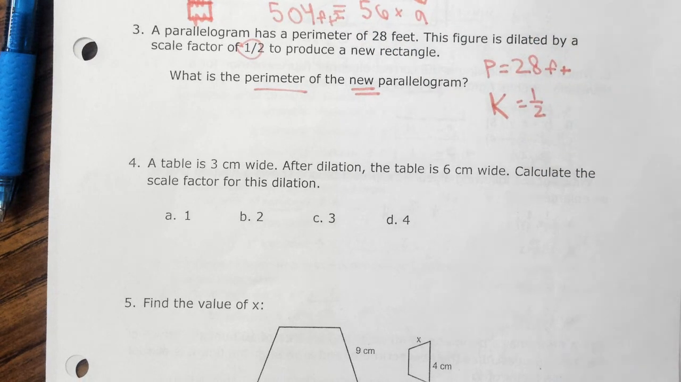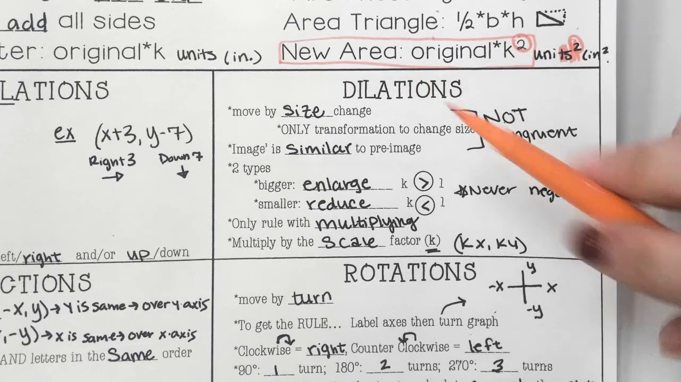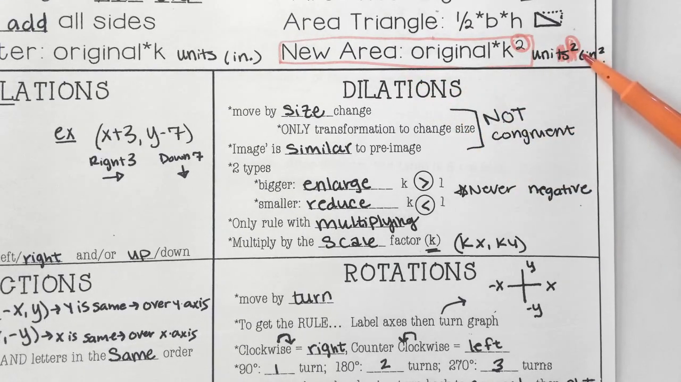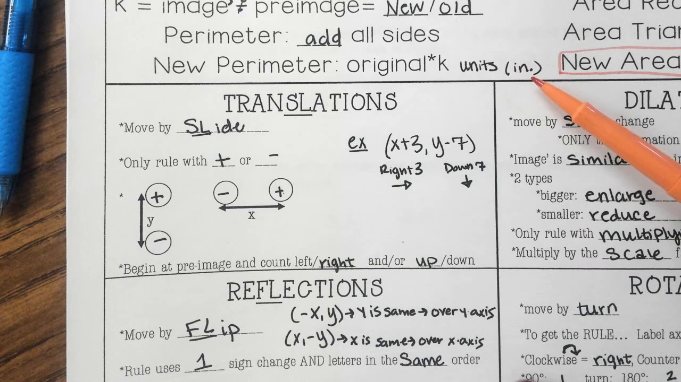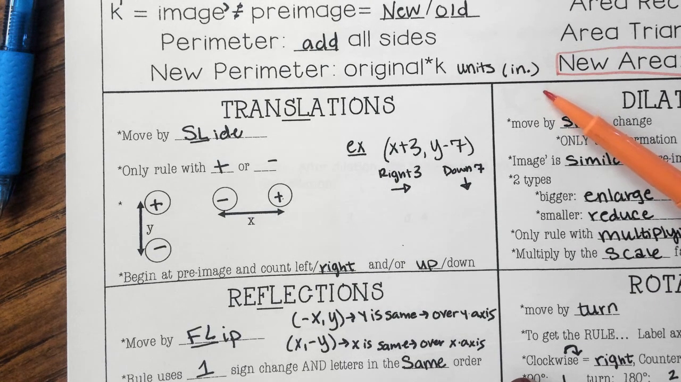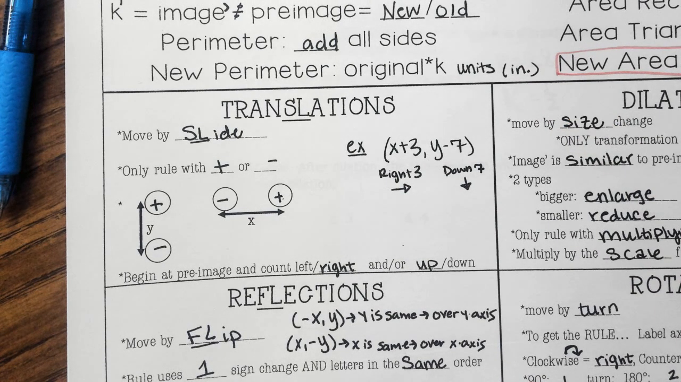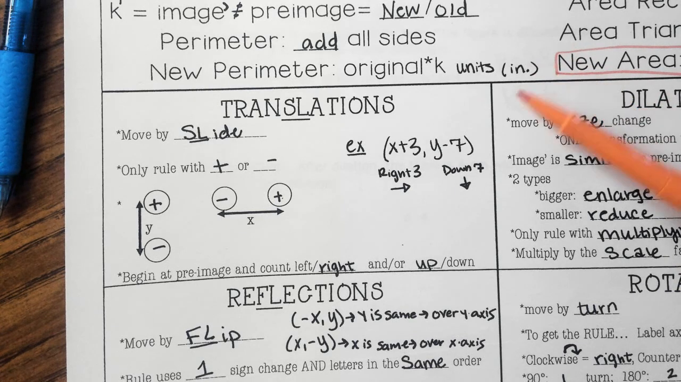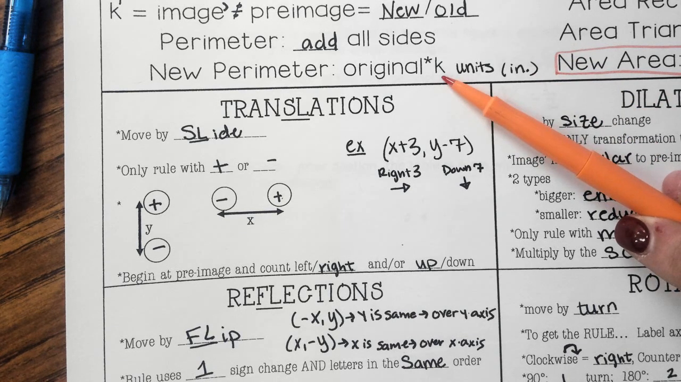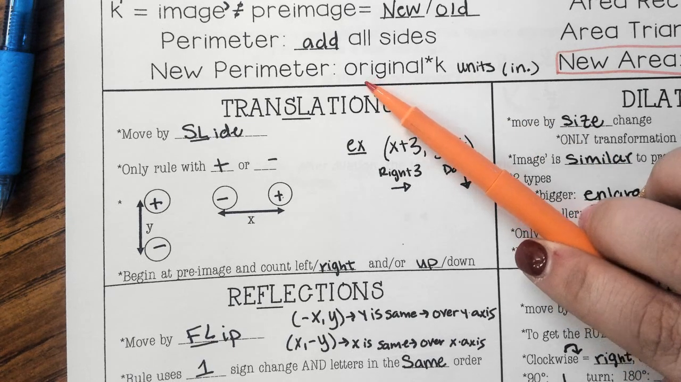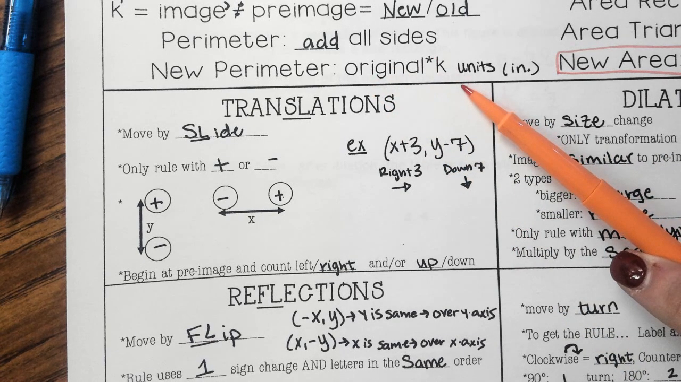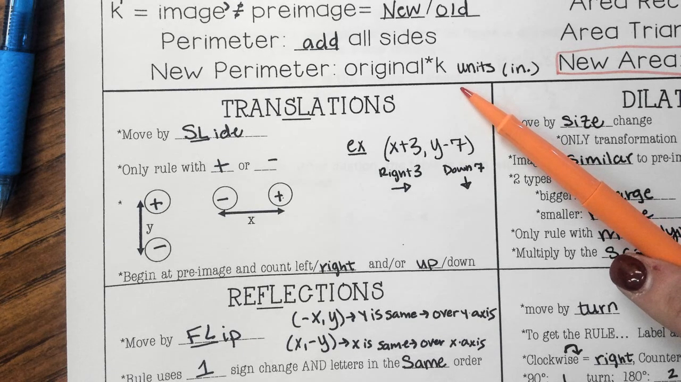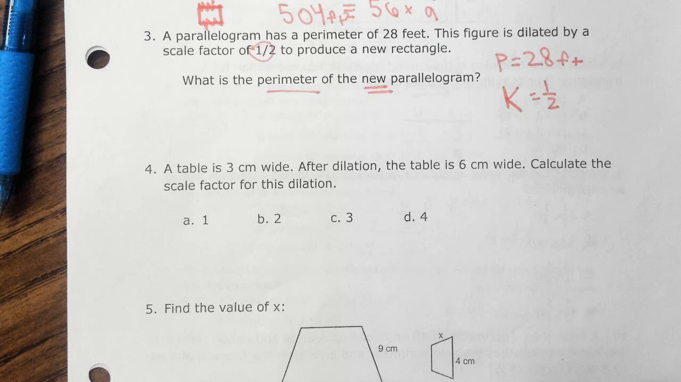It's going to be kind of the same thing. Our units with area are squared. With perimeter, do I measure in units squared or normal units? Just normal units. So what do you think happens with my scale factor then? It's not squared anymore. So we're going to have our original perimeter times regular K, not K squared. Does that make sense? Okay, you're good with that? 28 times 1/2.